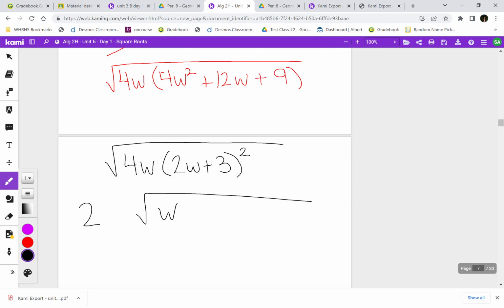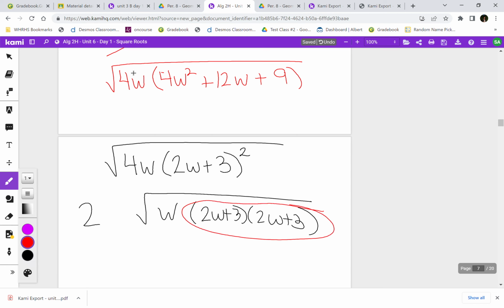Now, 2W plus 3 raised to the second power. Isn't this a 2W plus 3 times another 2W plus 3? Aren't those twins right there? So what can I do? I can pull out one 2W plus 3. If I've lost you, speak up. So we got one 2W plus 3 pulled out. So what's the only thing left on the inside? A W. All right. I'm okay with you leaving it like this: a 2 times the quantity of 2W plus 3.